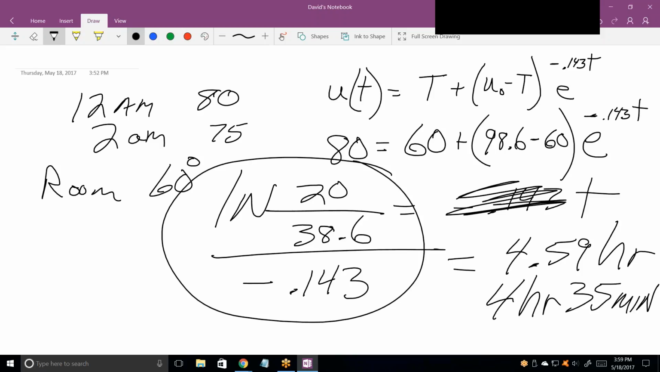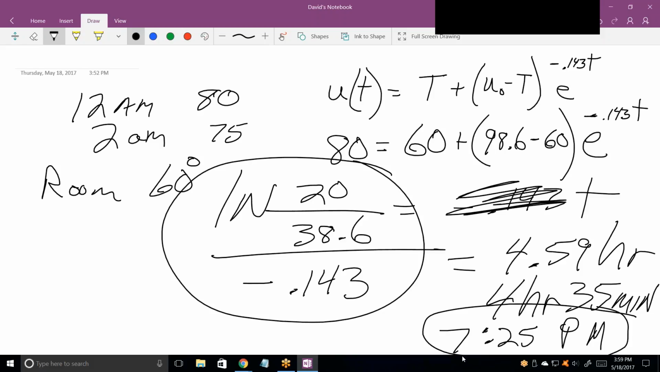Now you can work backwards. It's midnight, so what's 4 hours prior to midnight? That's 8, so it's going to be 7:25. 7:25 p.m., 4.5 hours prior to the discovery of the body. There it is. Cool. Feel like CSI here.